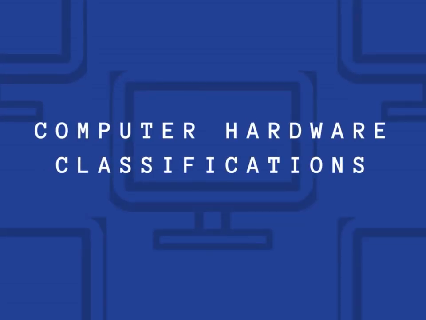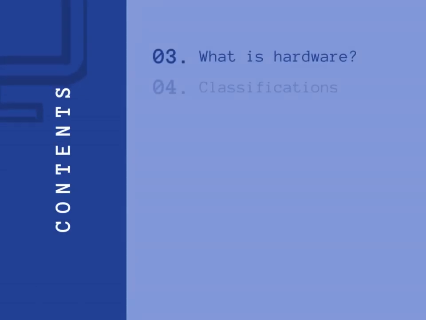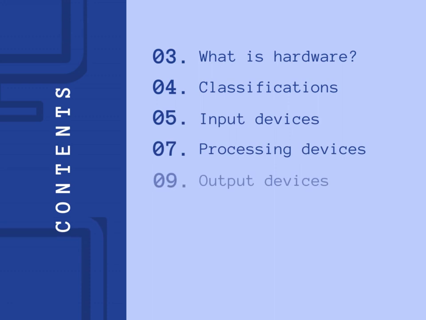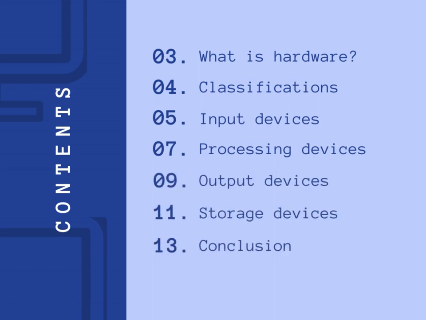Computer hardware classifications. Contents. What is hardware? Classifications. Input devices, processing devices, output devices, storage devices. Conclusion.